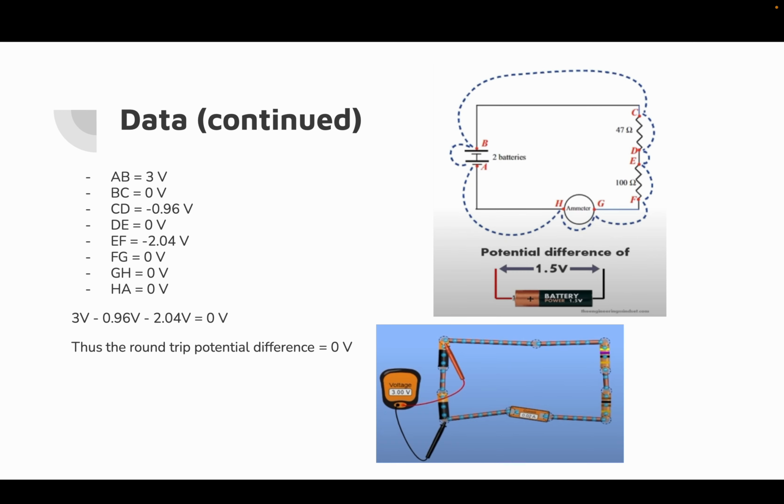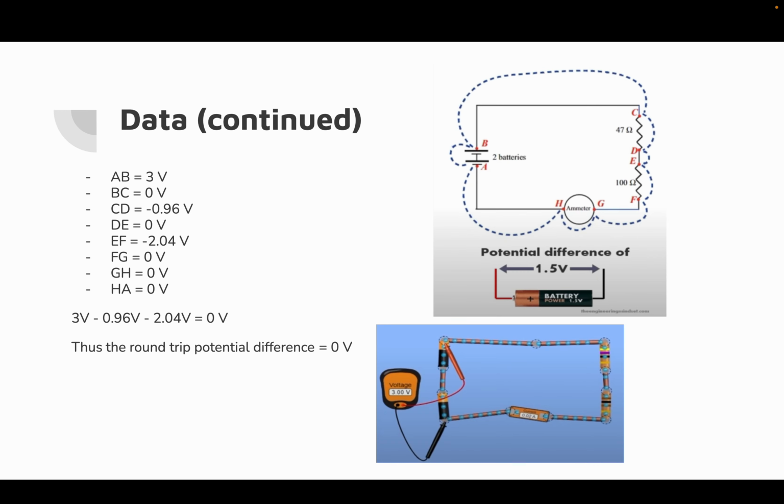Next, the potential difference was measured between different points of the circuit. From point A to point B, the potential difference was 3 volts. This value also represents the EMF value of the battery. The points from BC, DE, FG, GH, and HA all read 0 volts because the potential difference of a wire is so small that it is negligible.